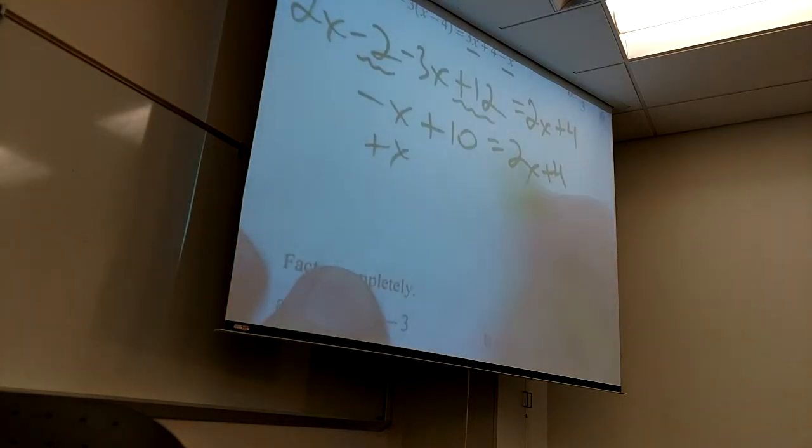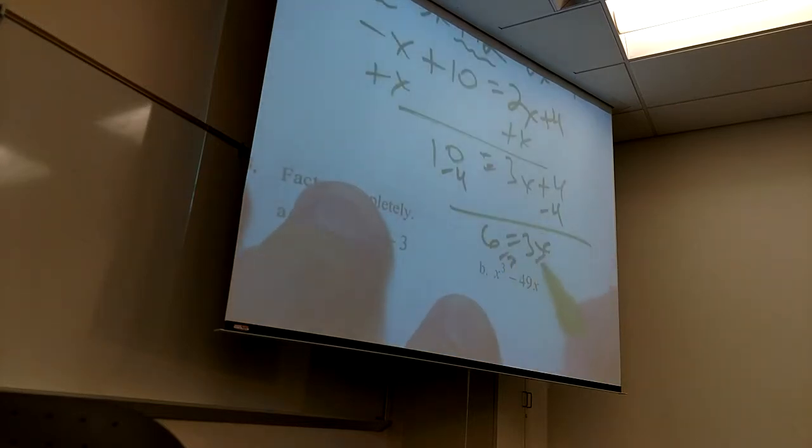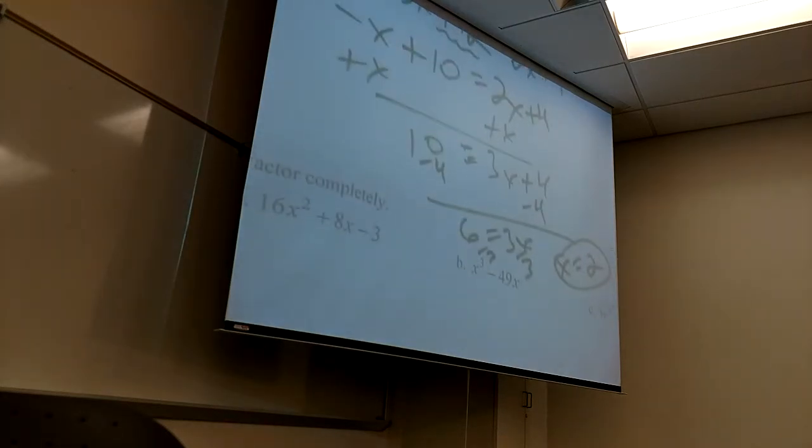So add x: 10 equals 3x plus 4, and then I subtract 4 to get the numbers on the other side, and then finally I can divide by 3. x equals good old 2. And like always, you can plug it back in and check it if you have time. I got it. I like it.